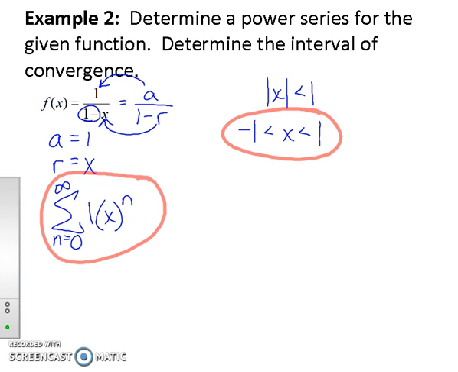So in the next video, we're going to look at function notations that are not in our very simple a over 1 minus r format and how to convert them into that format so that then we can write the sigma notation for the power series.